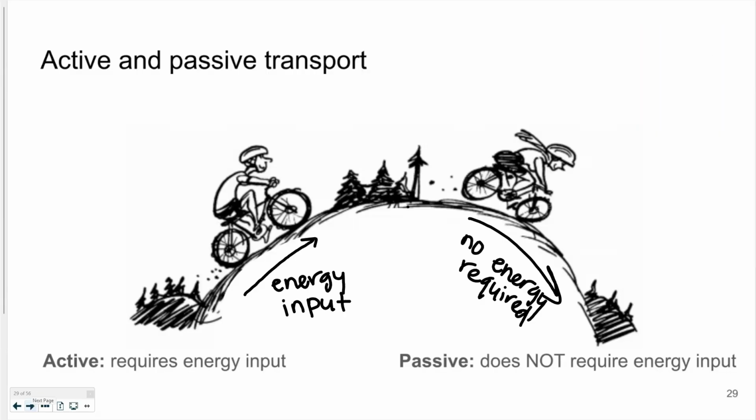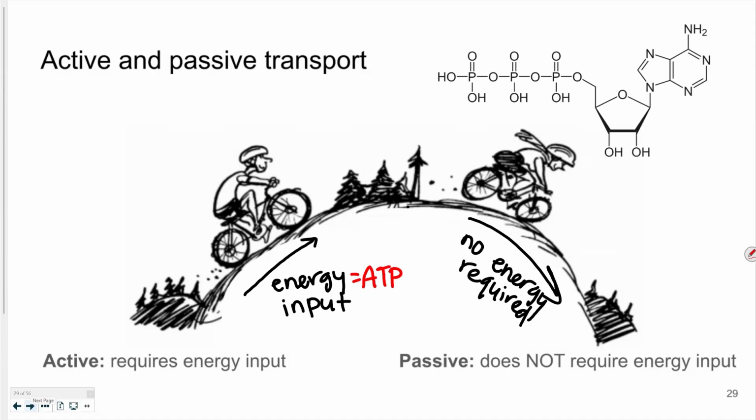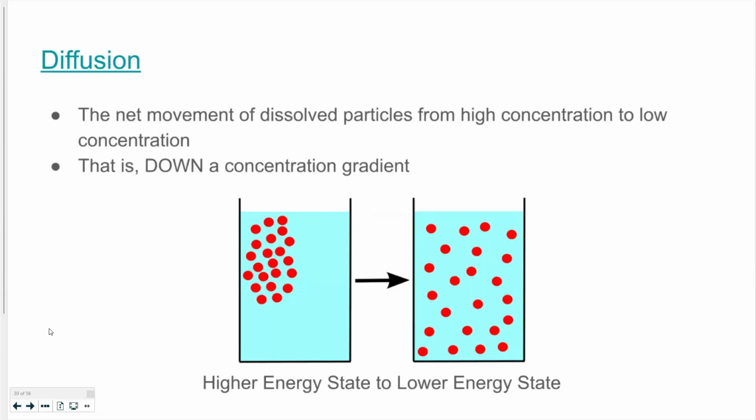Because we're talking about cells, when we're talking about energy, we are going to be using this thing called ATP. But when we're using passive transport, we don't have to use ATP. Diffusion is a really important process.